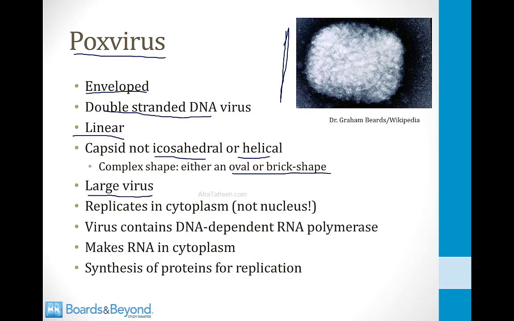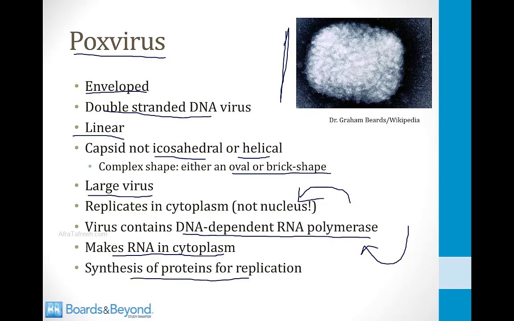It's a very large virus, one of the largest viruses. It replicates in the cytoplasm, not the nucleus, and this is unique among DNA viruses. And as I told you before, you can just think of it as being too big to fit in the nucleus, and that's a way to remember that it's both large and that it replicates in the cytoplasm. It brings with it its own DNA-dependent RNA polymerase. Normally viruses can find this enzyme in the nucleus, but because pox likes to replicate in the cytoplasm, it has to bring its own. So it's going to make RNA in the cytoplasm and then synthesize proteins for replication.